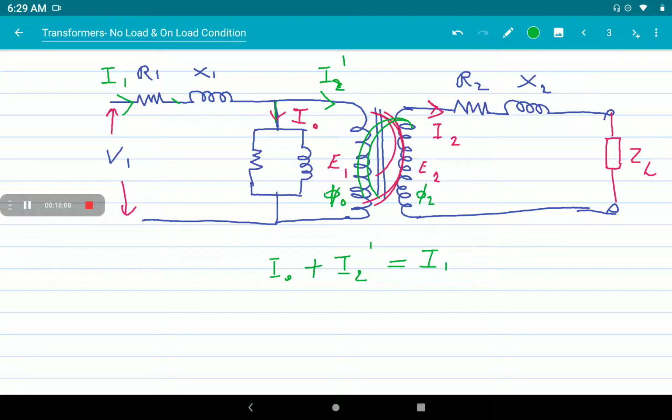It will produce an EMF on the primary winding, that is the self-induced EMF E1, and the flux produced in the primary winding will be linked with the secondary winding. It produces an induced EMF E2.